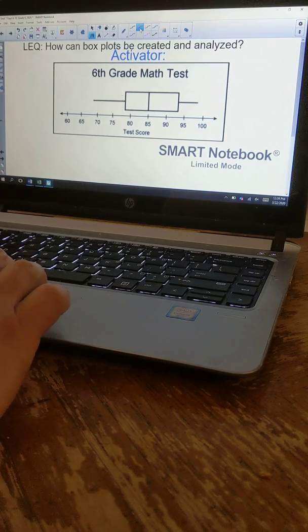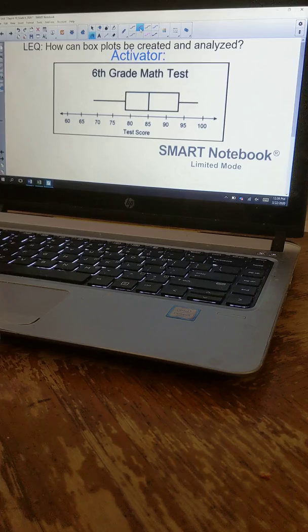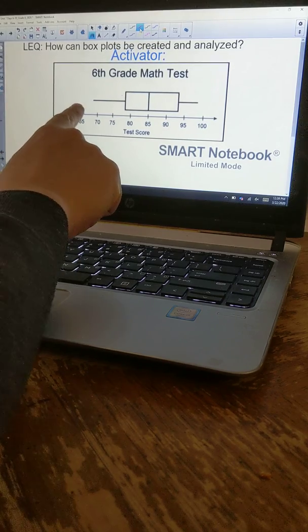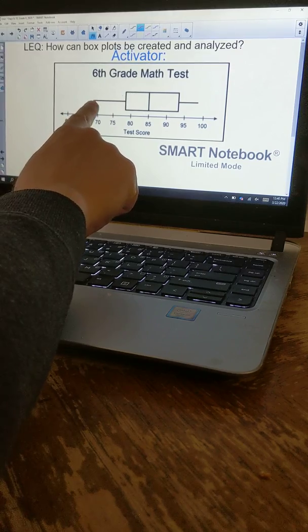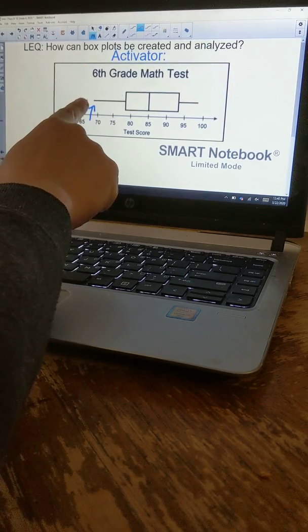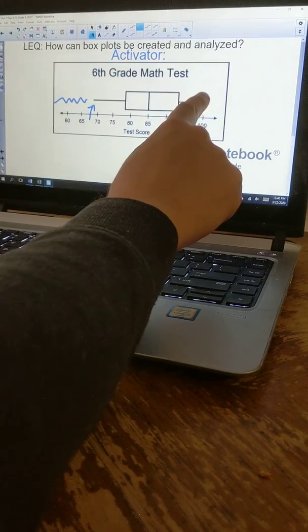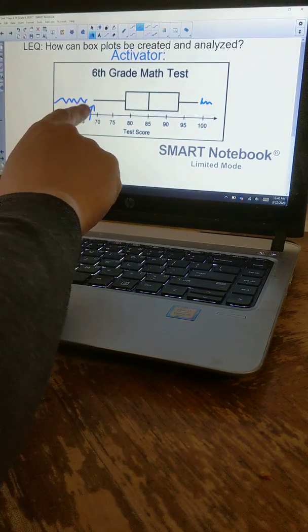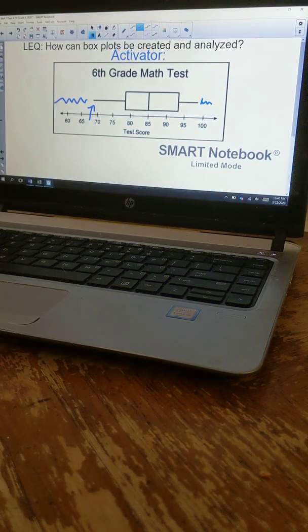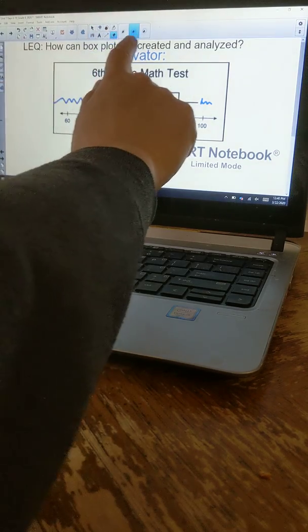So the first thing I notice is in a box plot, like all this empty space in here means that right there was the lowest score. So nobody scored in this range and nobody scored in this range. So nobody got 100 and nobody got less than a 65. Those are the first couple things that I notice about this graph.